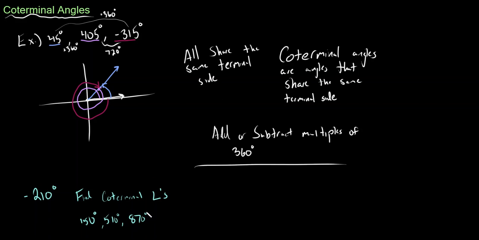And to find them, we're just adding 360, or we could subtract 360. If I subtracted 360 from negative 210 degrees, I'd end up with negative 570 degrees. If I subtracted another 360, I'd end up with negative 930 degrees. So all of these are coterminal angles. Okay, if we drew every single one of these angles, they would end up not only in the same quadrant, but they would end up with the exact same terminal side. Okay, and that's what coterminal angles are.